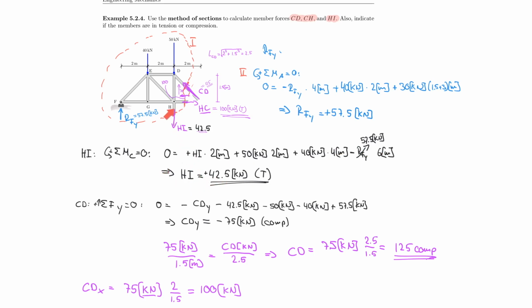And since I now had only one unknown in the y direction left in CD, I was able to use the sum of the forces in the y direction to solve for the 75 in compression. And then I used that to calculate my horizontal component in CD, and that I could use to find HC. So it's a logical way through.